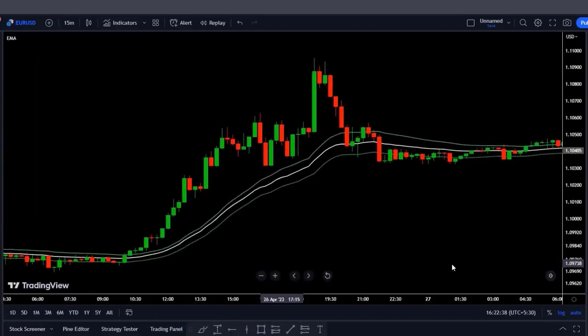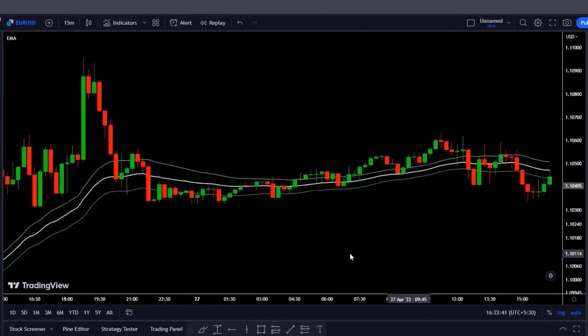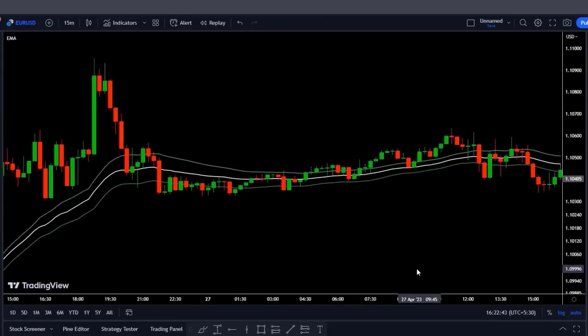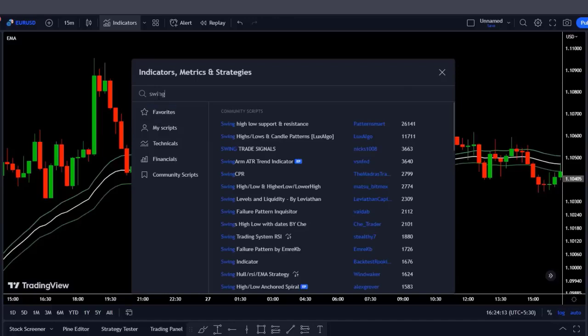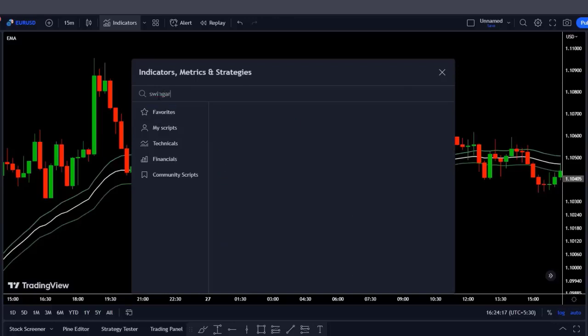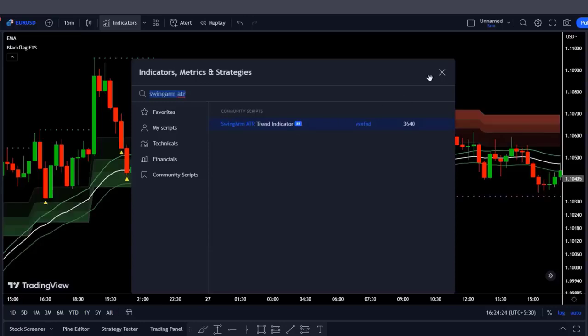Okay, now let me teach you how to filter fake signals. We need to add another indicator to our chart. On top of the page, click on the indicators option and open the tab. On the search bar type Swing Arm ATR. Now this is how the indicator looks, and it contains some signals and zone lines.